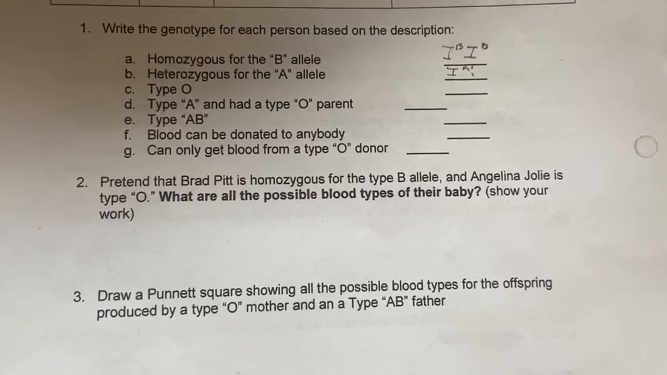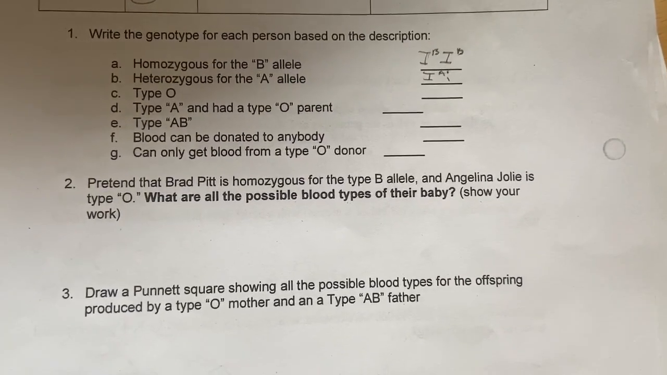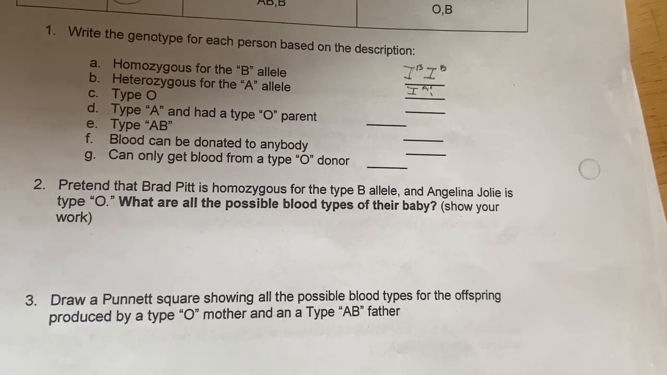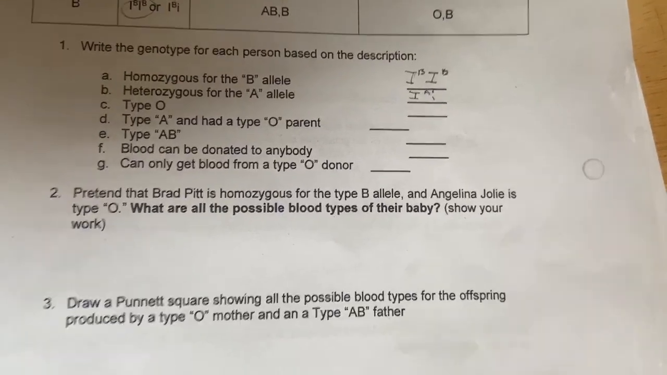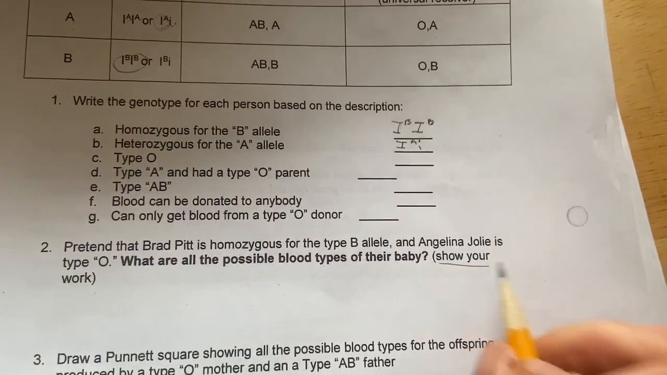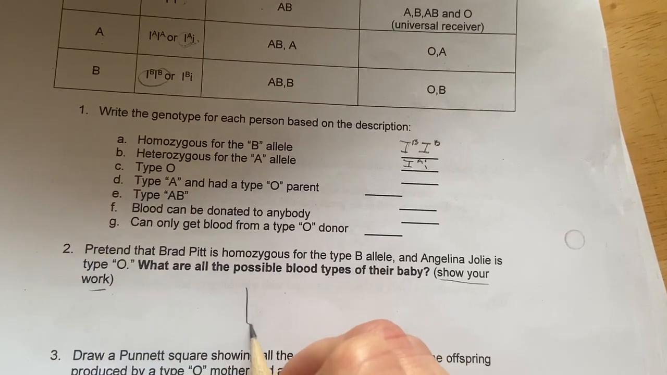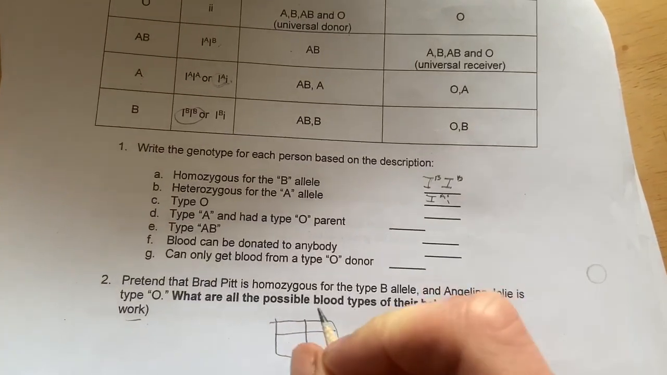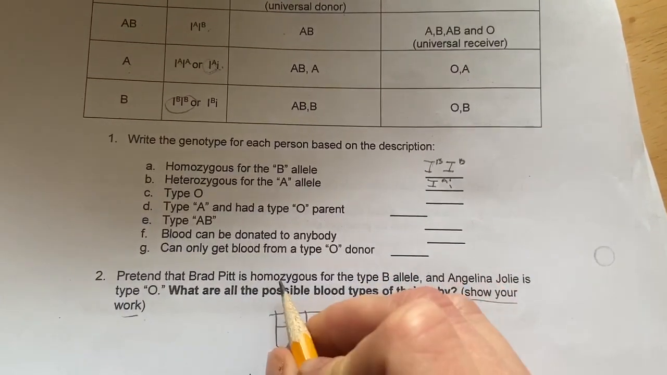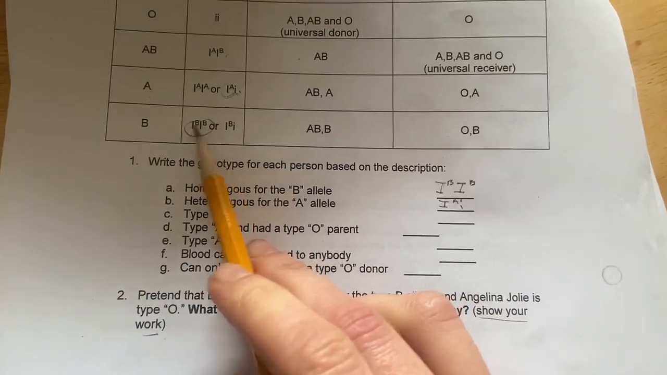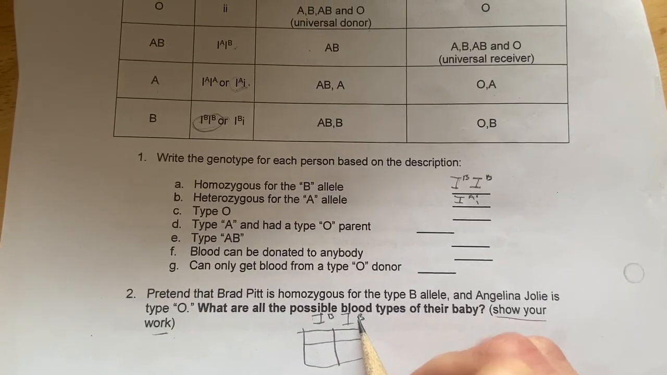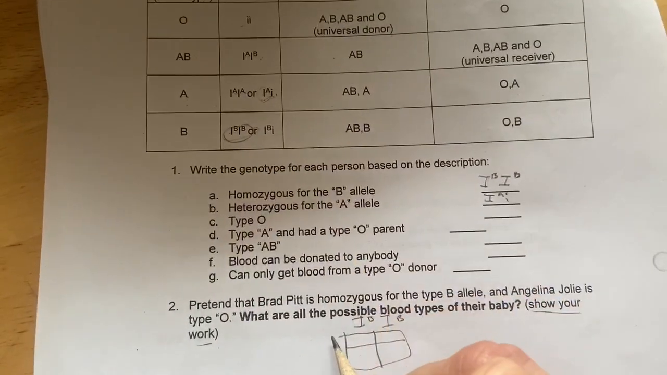Then you're going to make some Punnett squares. Number 2 says, pretend that Brad Pitt is homozygous for the type B allele and Angelina Jolie is type O. What are the possible blood types of their baby? Showing your work in this case means showing Punnett squares, right? So you have your Punnett square and you set it up how it says. Homozygous for type B, so you'd have IB and IB. And then Angelina Jolie is type O, which is little i.